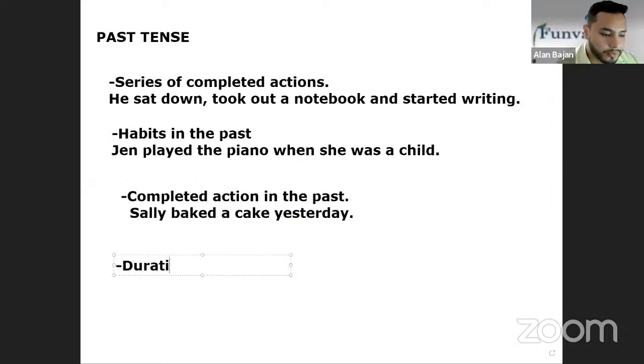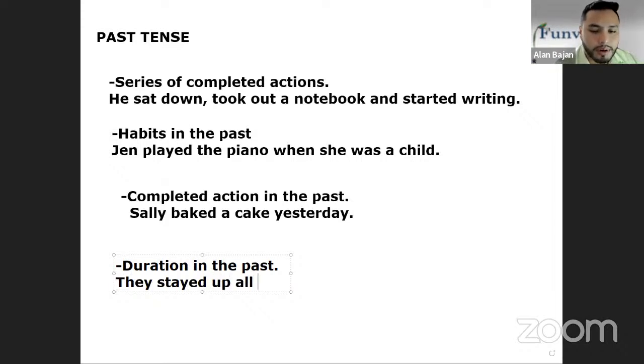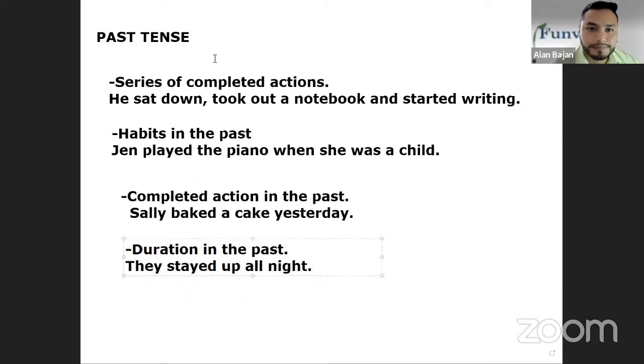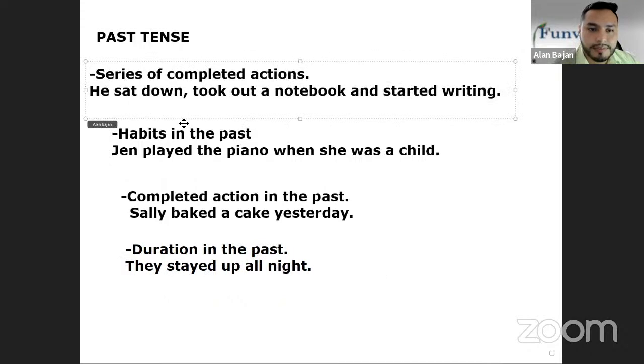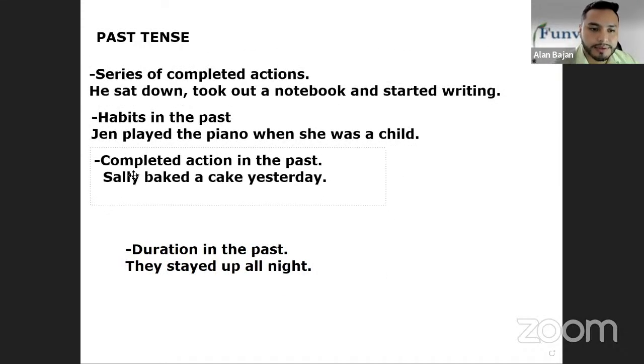Also, duration in the past. They stayed up all night. Stayed up means awake with the eyes open. They stayed up all night. So this is basically how we use past tense, okay?